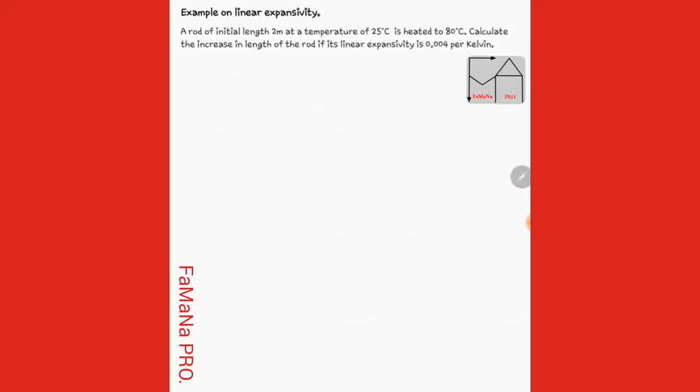Given to us from the question, we have the initial length of the rod to be 2 meters, and the rod's temperature increased from an initial temperature of 25 degrees Celsius to a final temperature of 80 degrees Celsius. And we were given that the linear expansivity of the rod is 0.004 per Kelvin. Okay, so we are looking for the increase in length or the change in length. We don't know what it is.